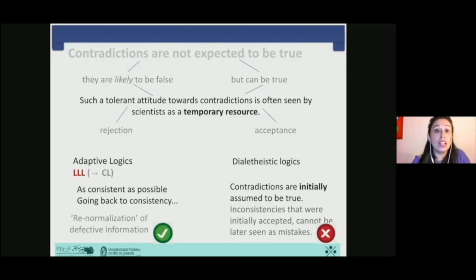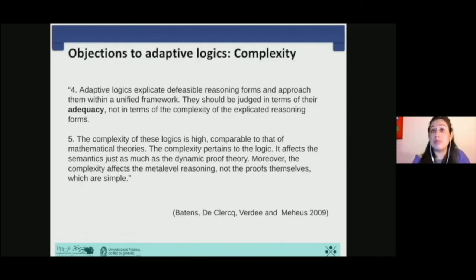So, that said, let's move to some objections to adaptive logics when used in modeling human reasoning. One of the main objections that we can get is complexity. Adaptive logics explicate feasible reasoning forms and approach them within a unifying framework. However, the complaint is that when doing so, the formal mechanisms or the mathematical apparatus is going to be very complex.